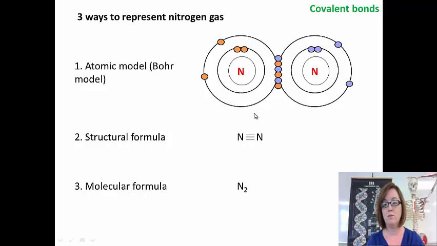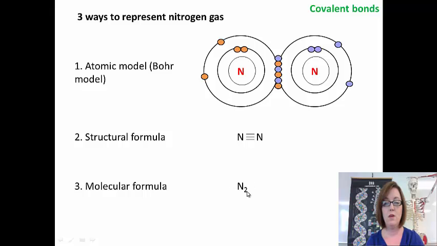Another way we can talk about these molecules, though, is using something called a structural formula. A structural formula will tell you what atoms are present. So the N stands for nitrogen, so we can see that there's 2 nitrogens. And the structural formula also gives us some information, sometimes at least, about the bonding between the atoms. So these 3 lines that we see here between the 2 ends, this is the symbol for a triple covalent bond.